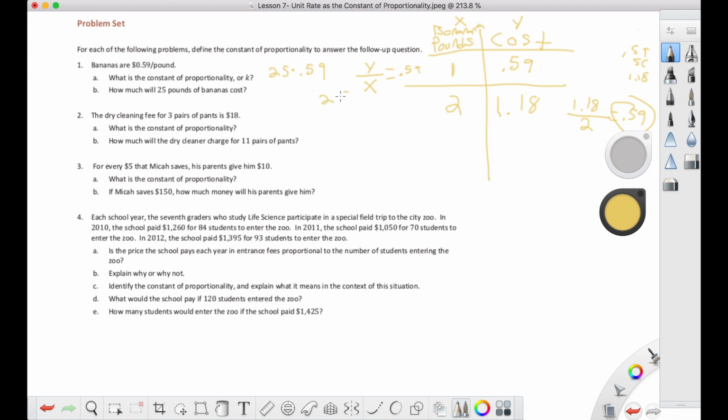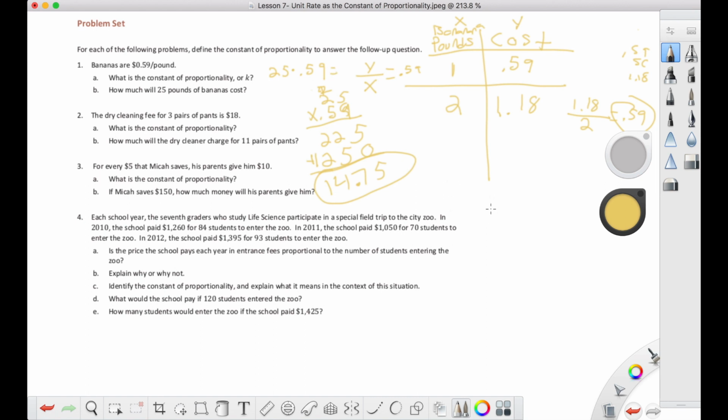All right, so let's do this. 25 times 59. Okay. That's definitely a 9. 9 times 5, 45. 9 times 2 is 18, 19, 20, 21, 22. Okay, I bring down my 0. 5 times 5 is 25. 10, 11, 12. Add these things up. 5, 7, 4, 1. I've got 2 decimal places, so that goes right there. 14.75 is how much 25 pounds of bananas cost.